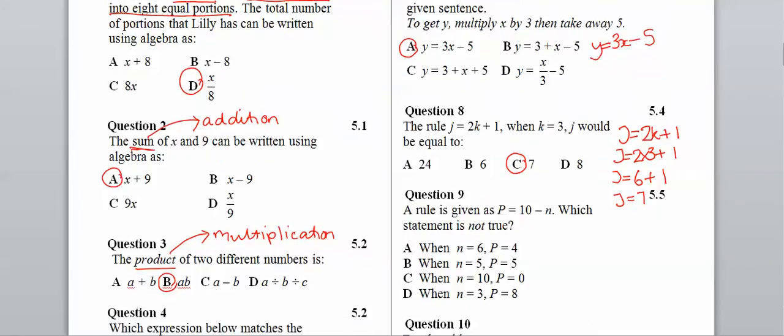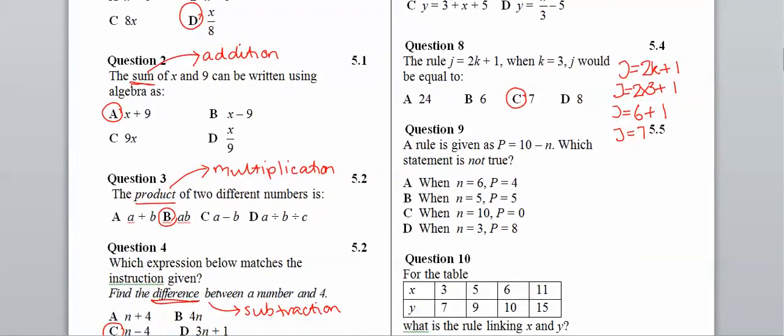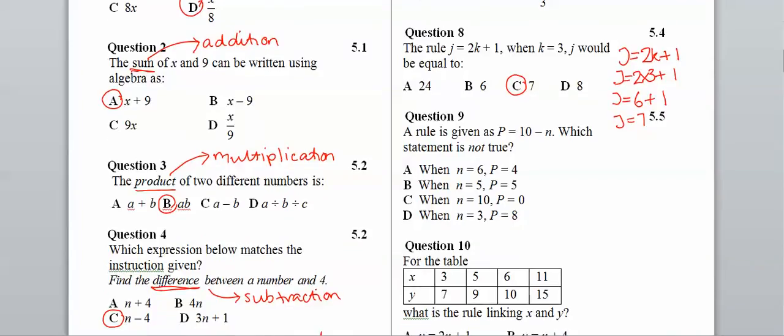Next question, question 9. A rule is given as p equals 10 minus n. Which statement is not true? So let's just work through the options here. So if we make n equals 6 for A, we've got p equals 10 minus 6. So that means p equals 4. So this one is correct.